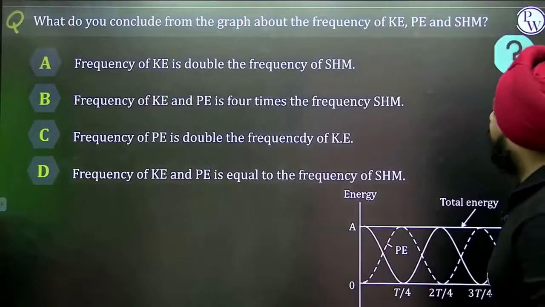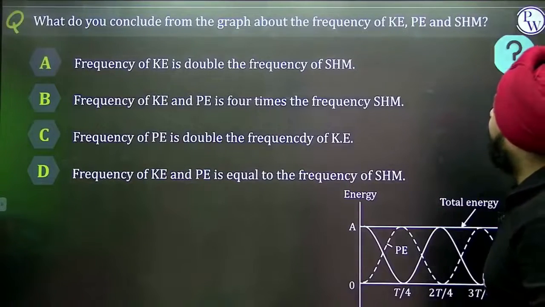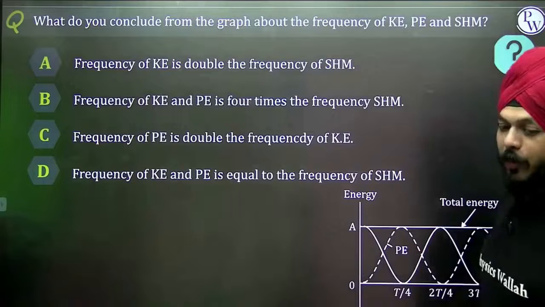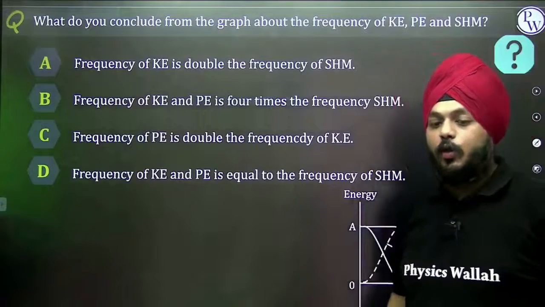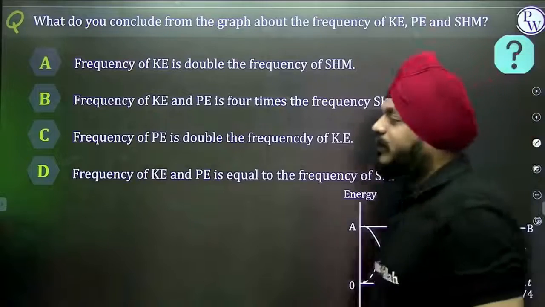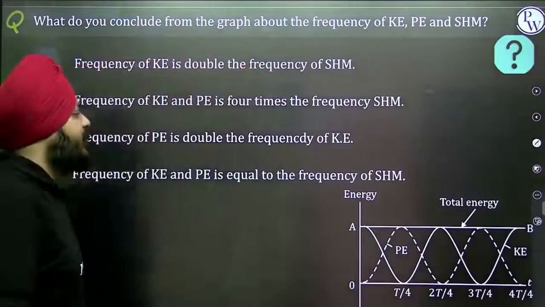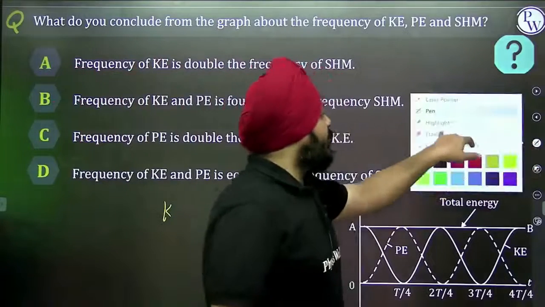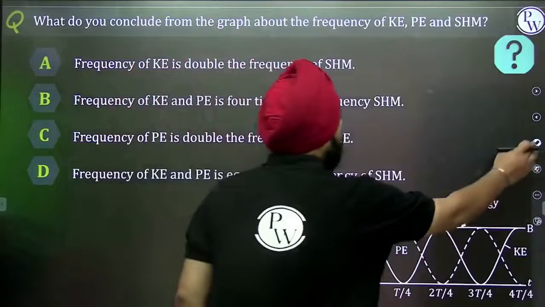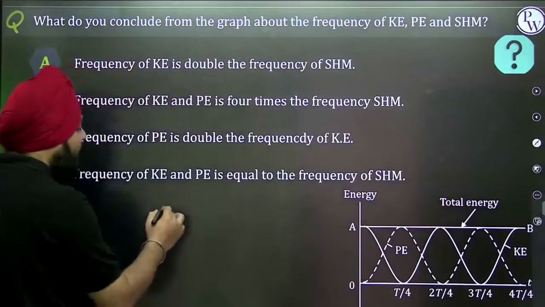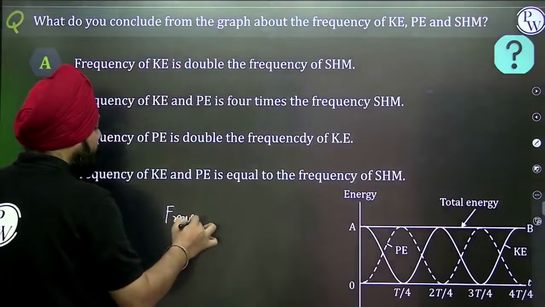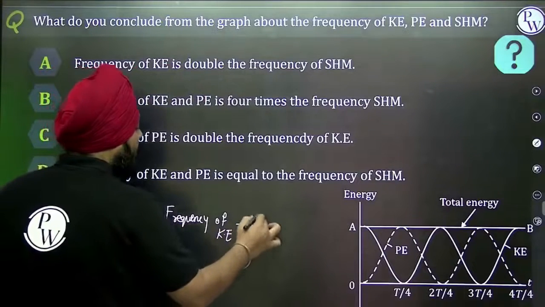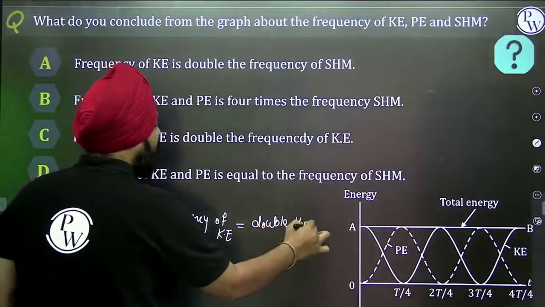What do you conclude from the graph? The frequency of the kinetic energy, potential energy, and the SHM. Just keep one thing in mind: the frequency of the kinetic energy and the potential energy. Many times the questions are asked. The frequency of the kinetic energy is always double the frequency of SHM.